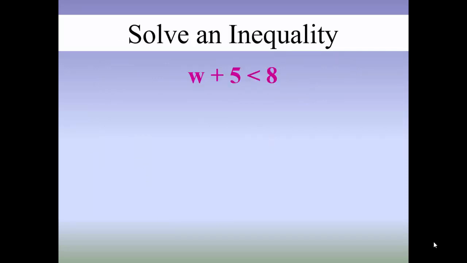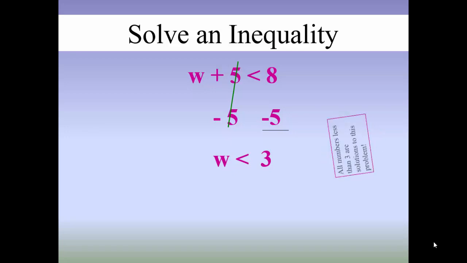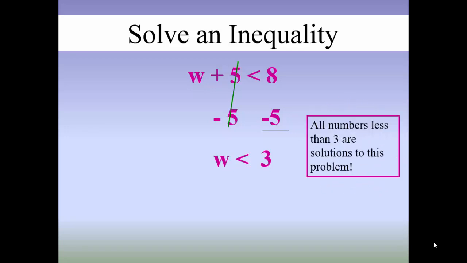So here we have w plus 5 is less than 8, and we're going to go through the steps together. So we have a plus 5 on our left-hand side, and we want to just undo that addition by subtracting 5 from both sides. When we subtract 5 from both sides, we get w is less than 3. So this lets us know that any numbers less than 3 would be the solution to this particular problem.